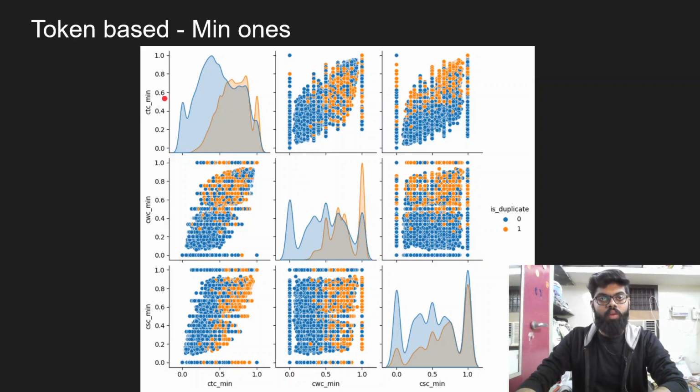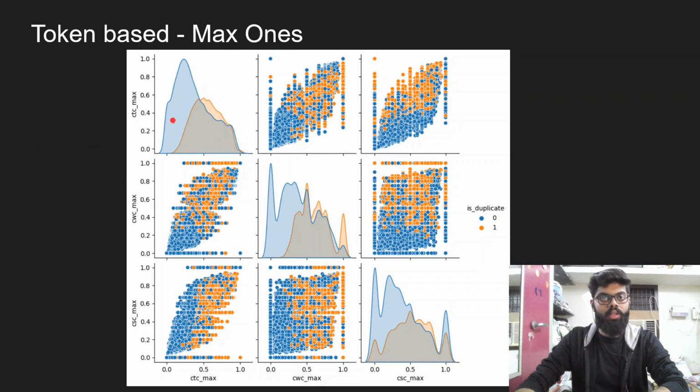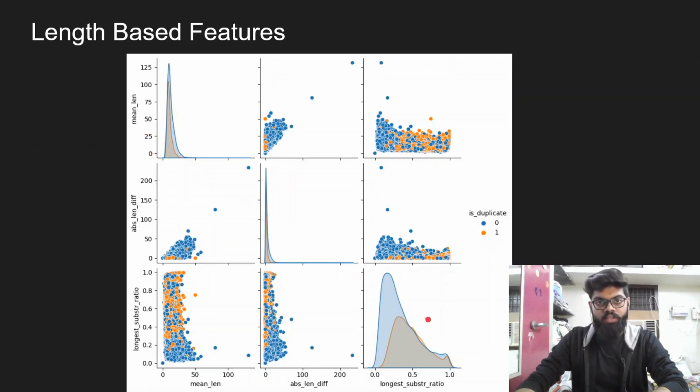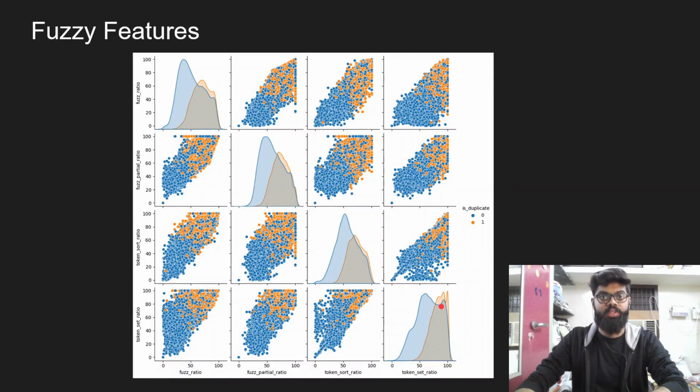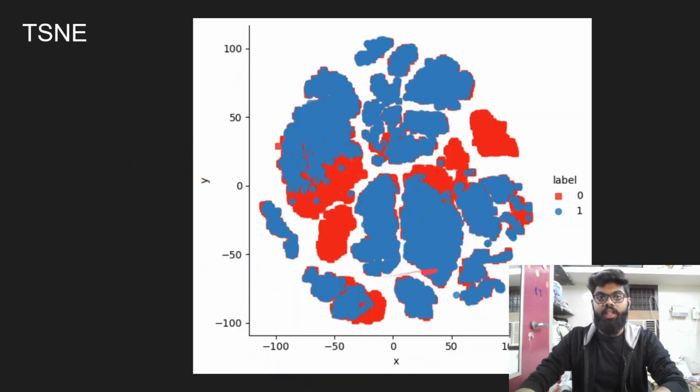With these graphs, I am trying to prove that whatever extra feature engineering I have done is actually useful. This is for max ones. This is the length-based features. And these are the fuzzy features. This is the t-SNE graph, which proves how well our model is able to differentiate between 0 and 1.